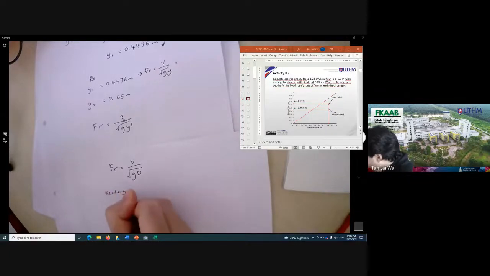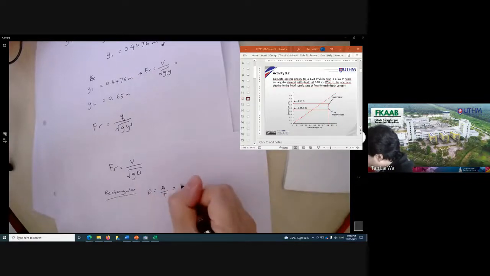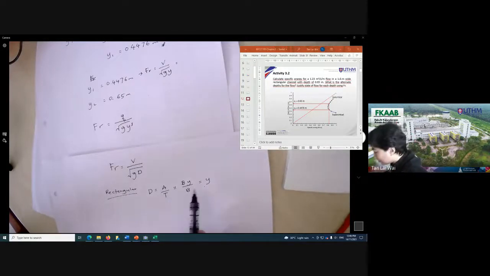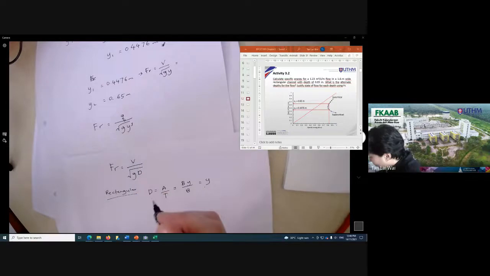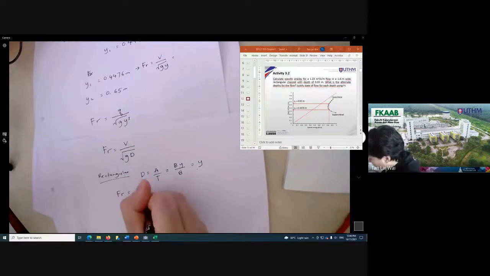specifically rectangular section, D is equal to A over T, which is By over B. So for rectangular section, you have shown that D is equal to y. The hydraulic depth is equal to y. So therefore, Froude is V over square root of gy.